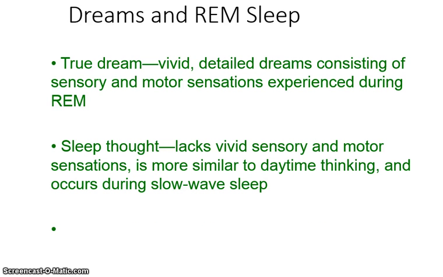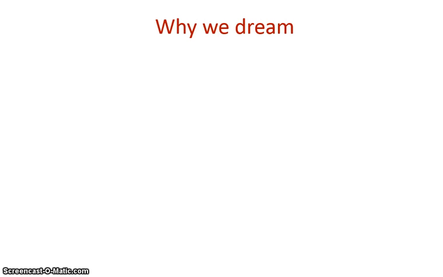Dreams and REM sleep. A true dream is a vivid, detailed dream consisting of sensory and motor sensations. Sleep thought, however, lacks vivid sensory and motor sensations. It's more similar to daytime thinking, and this occurs during slow-wave sleep. All right, so now let's look at why we dream.